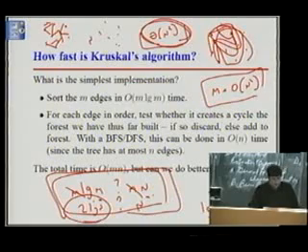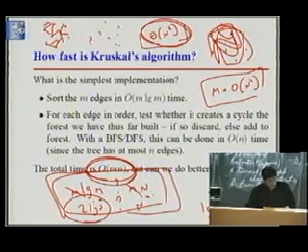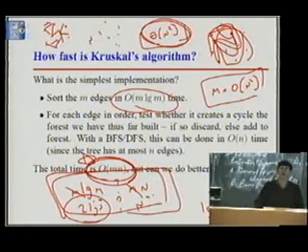So the point is that this is bigger than that. So this plus this does drive the complexity of this particular implementation. Any questions about that? Yes?